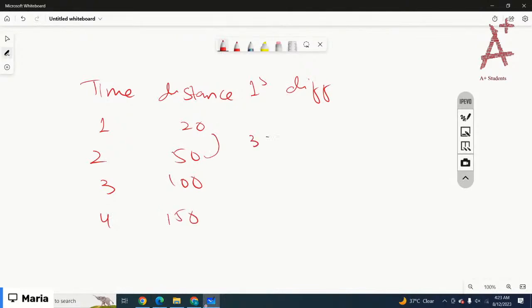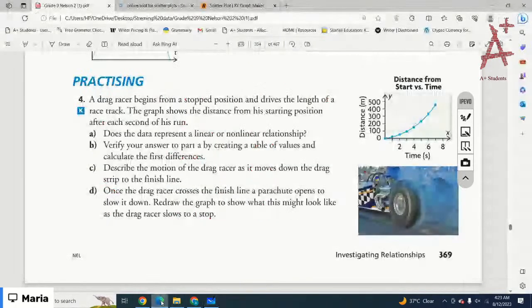50 minus 20, 30. 100 minus 50, 50. 150 minus 100, 50. You can see that the first difference is not constant. That means this is not a linear relationship. For a linear relationship, the first difference must be constant, right? Okay, the C part is: describe the motion of the drag racer as it moves down the drag strip to the finish line.